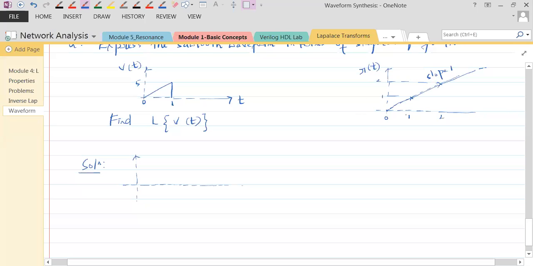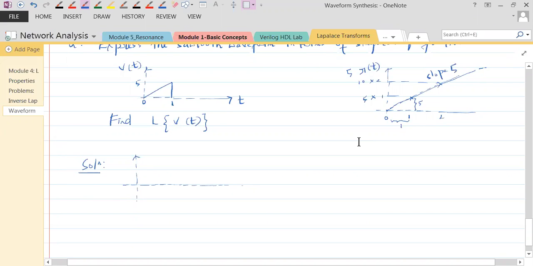Now I want 5 at 1. That means I'll be having 10 at 2. Understand? This is how it is happening. If I'm multiplying 5 to this, I'll be multiplying 5 to this also. So I need a ramp whose slope is 5. Why would the slope become 5? Because it is y by x, right? So y is 5 and x is 1, so 5 by 1. So slope is 5. So this is what I want.